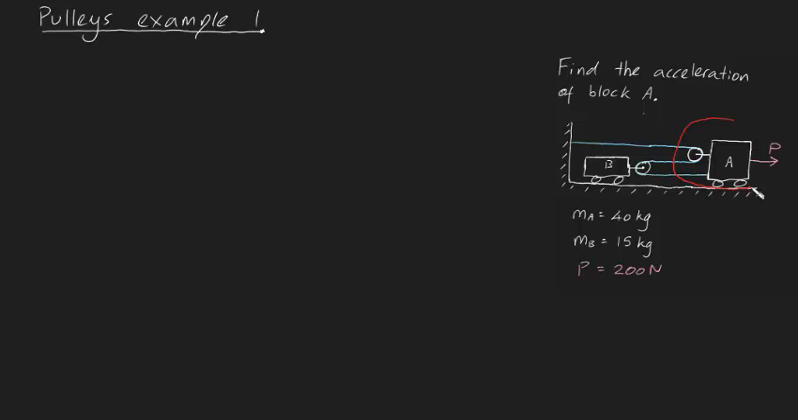Well, I reckon the best way to begin solving a problem like this is by making a cut selection around block A so that we can draw the free body diagram of block A. So let's do that. If we were to draw block A just here and its corresponding free body diagram, we would have our force P acting on it to the right, and we'll also have our tension forces from our rope acting on it to the left. So let me draw those.